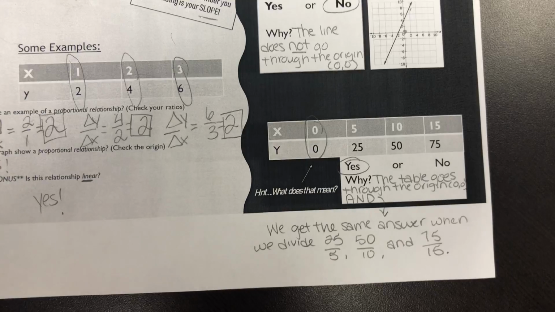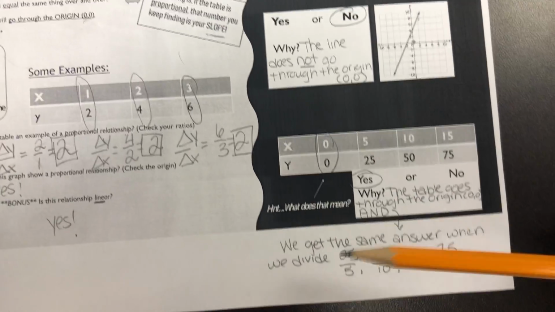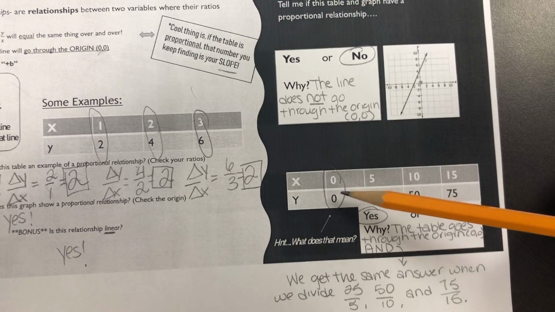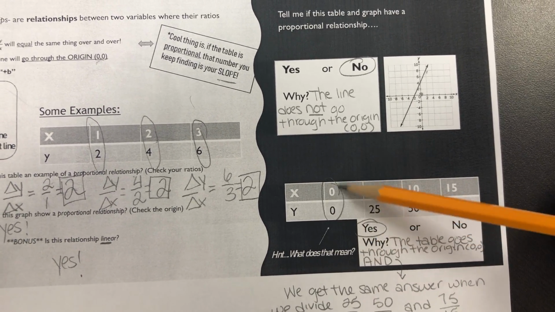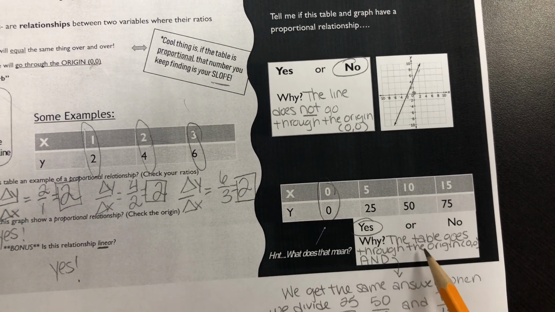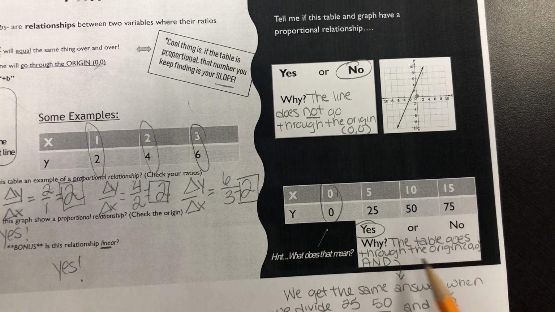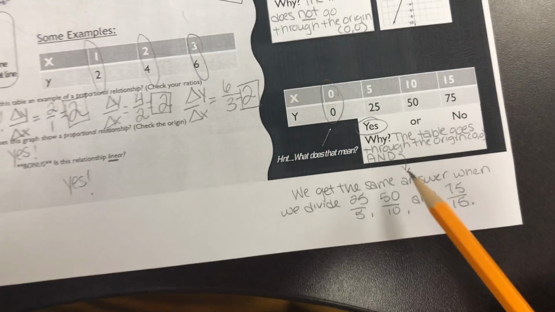You could have put any of these two, but for the sake of the notes, I need to make sure that you're putting both of the reasons why. So the reason why it is proportional is because you see the (0, 0) coordinate right here. So it says the table goes through the origin, aka (0, 0). And make sure you have this part written if you didn't already.